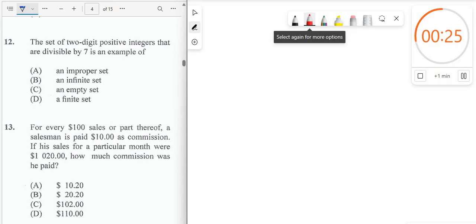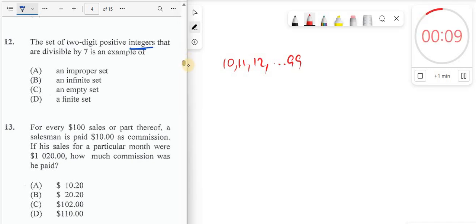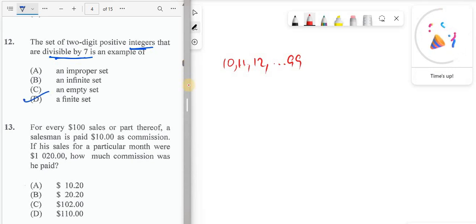So the set of 2-digit positive integers. 2 digits means we start, what's the first 2-digit number? 10. All right, and then we continue, 11, 12, and we end at 99. Those are 2-digit numbers. But the ones that are integers, of course, we're talking about whole numbers, no fractional parts, but divisible by 7. Well, the numbers that are divisible by 7 within this are finite, because it's restricted. So it's a finite set.